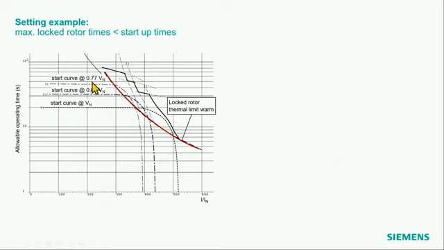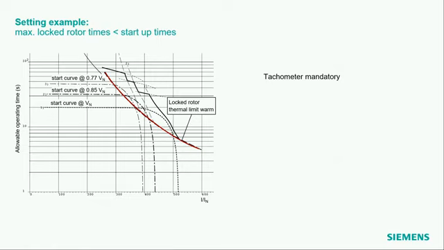And the smaller the voltage is, the bigger is the starting time, and of course the smaller is the starting current. And we cross here this locked rotor thermal limit. That means if the motor is running up, this curve here is allowed. If the motor is stalling, the rotor is locked, then I must switch off at that point at the latest. And I cannot just take that value because it's always smaller than the starting time.